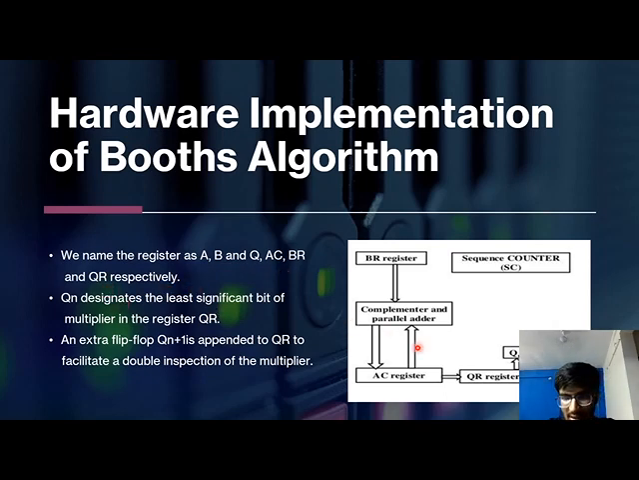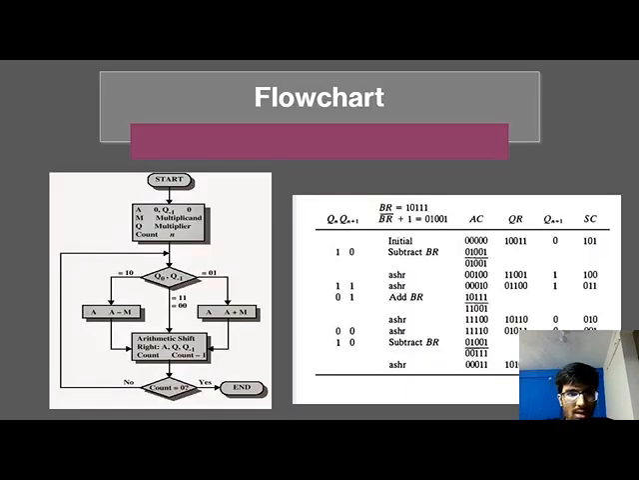Q0 designates the least significant bit of the multiplier in the register QR. An extra flip-flop Qn plus 1 is appended to QR to facilitate a double inspection of the multiplier. Here the multiplicand is M and the multiplier is Q, and the sequence counter is n. We will run this program until the sequence counter reaches 0.